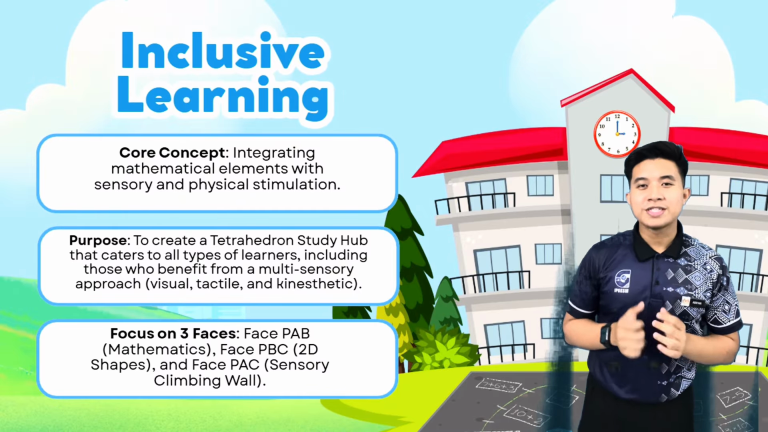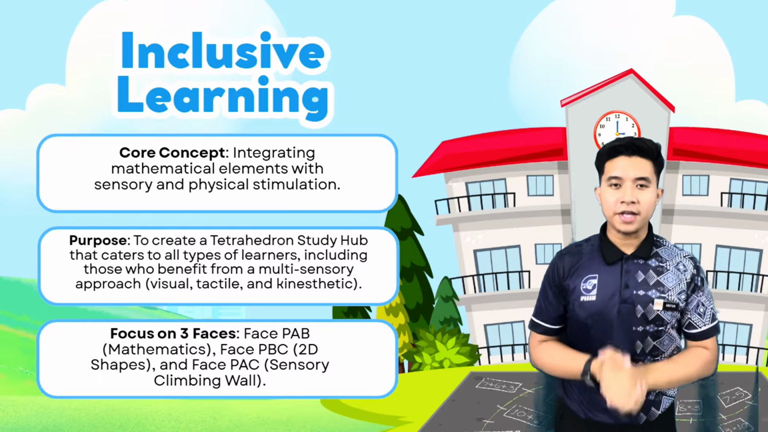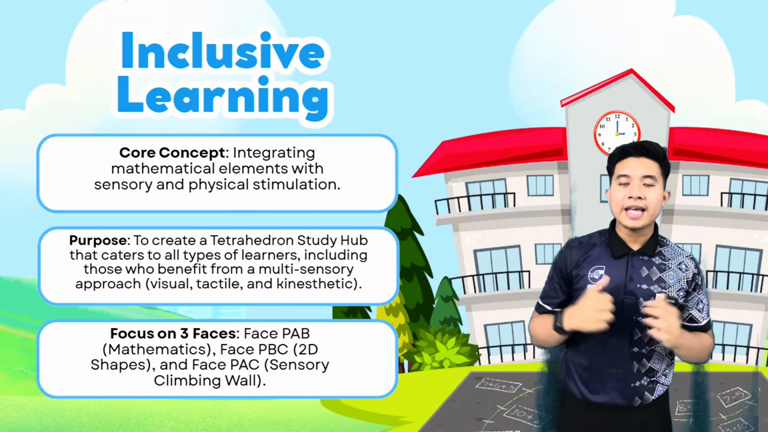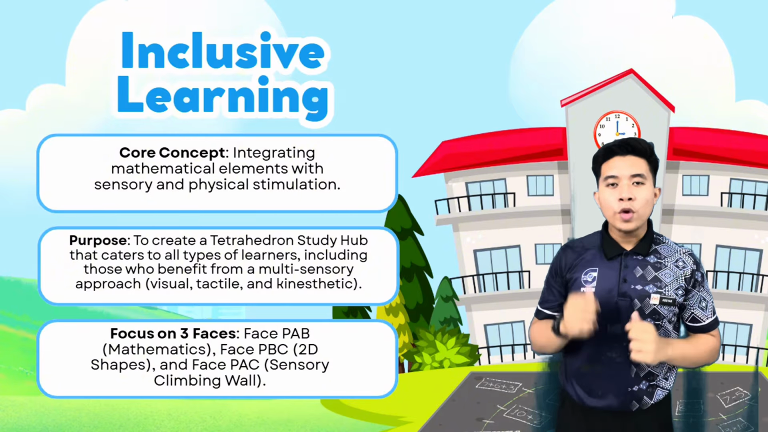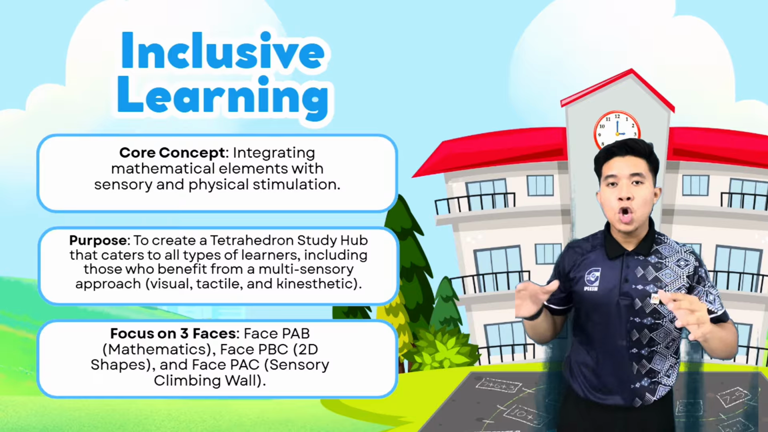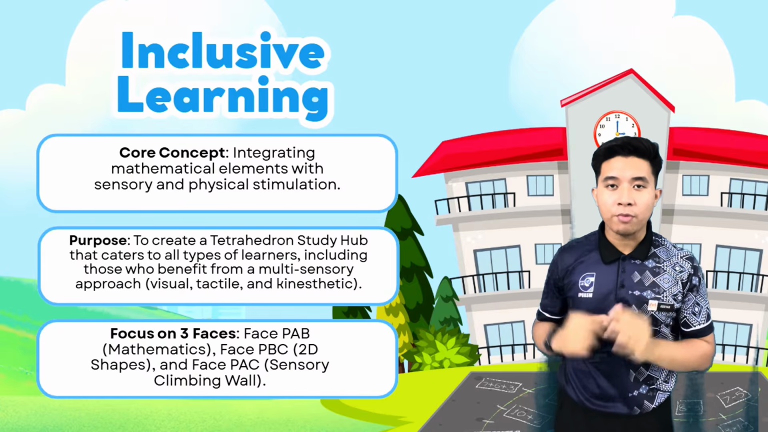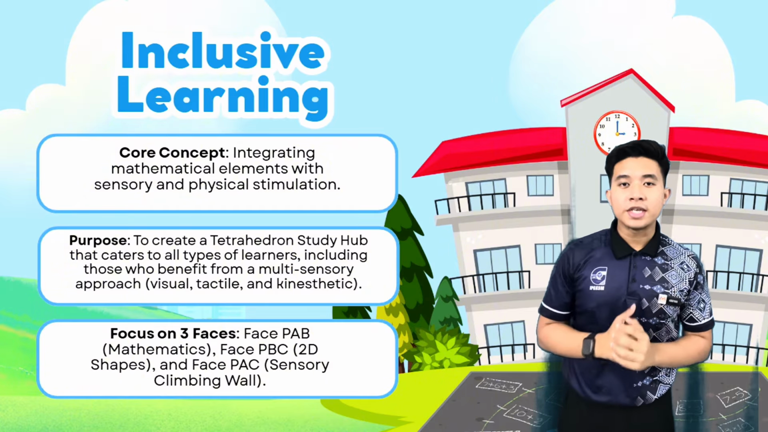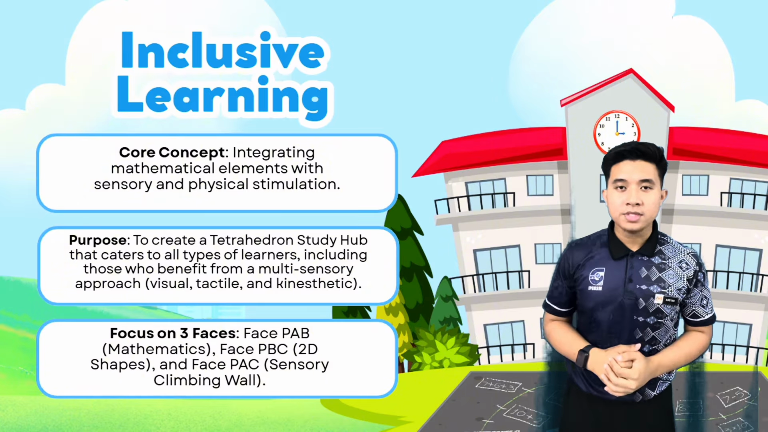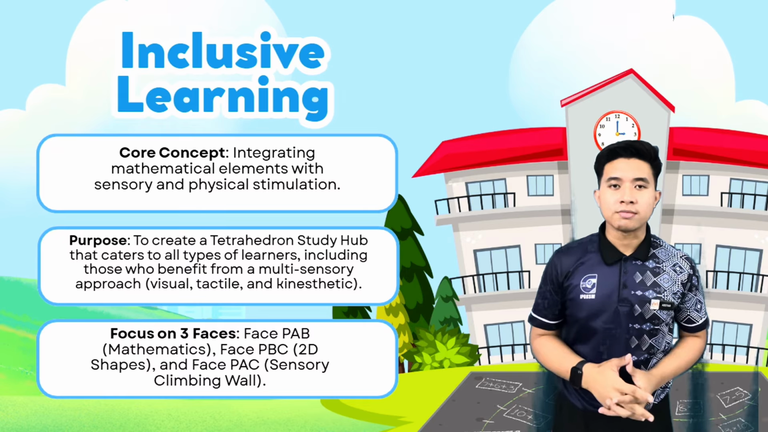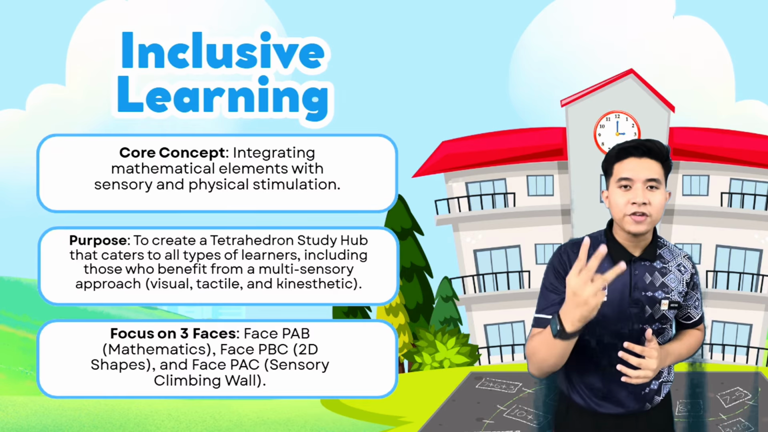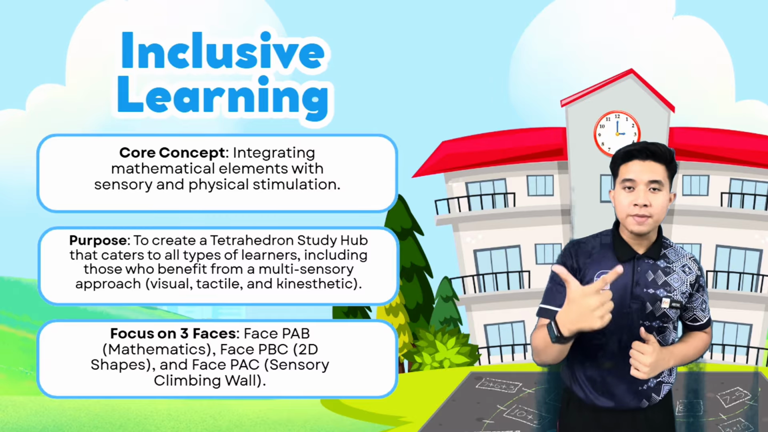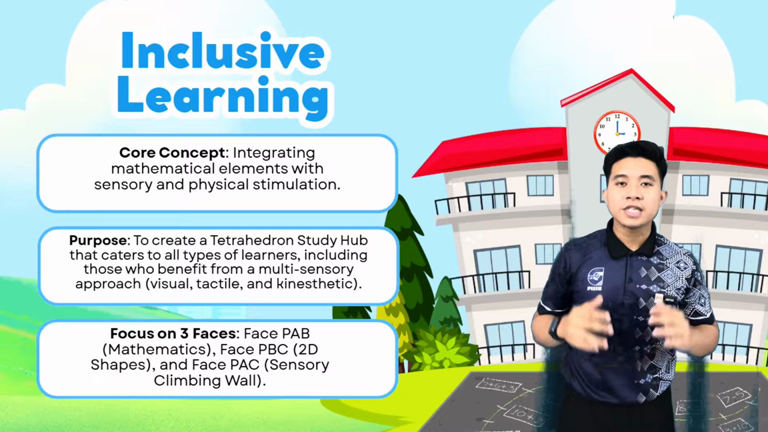Moving on to the core concept of our design, inclusive learning. Our main purpose was to create a tetrahedron study hub that caters to all types of learners. We specifically designed this to help those who benefit from a multi-sensory approach, incorporating visual, tactile, and kinesthetic elements. To achieve this, we integrated mathematical concepts with sensory and physical stimulation. The hub focuses on three specific phases, which are phase PAB for mathematics, phase PBC for 2D shapes, and phase PAC, which acts as a sensory climbing wall.